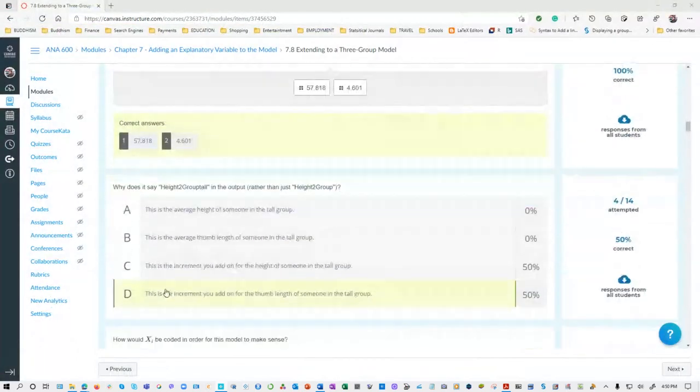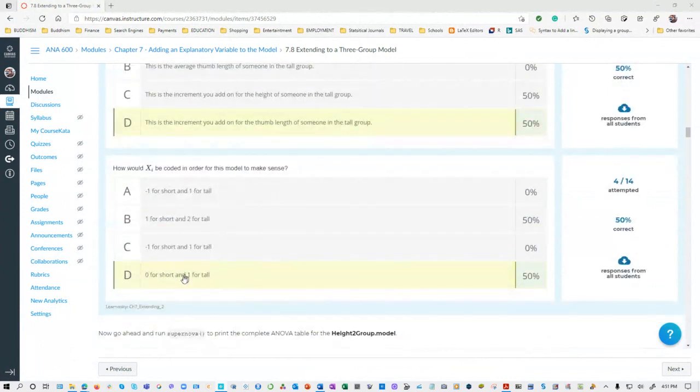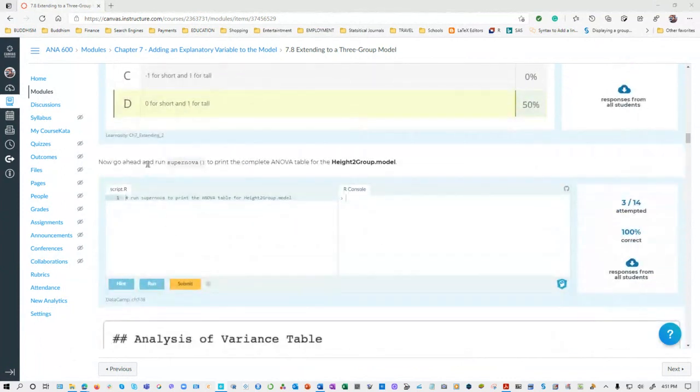That means the increment you add on the thumb length. You add on thumb length of someone in the tall group. This one is 0 for this one. Now go ahead and run Supernova to print the complete ANOVA table for the height two group model.